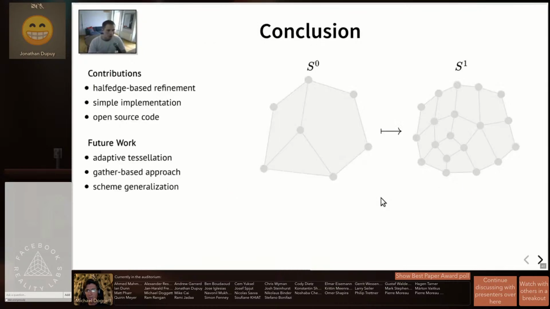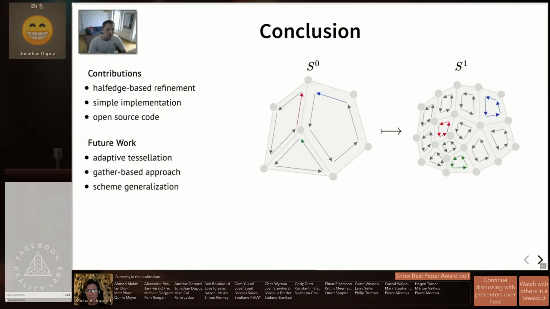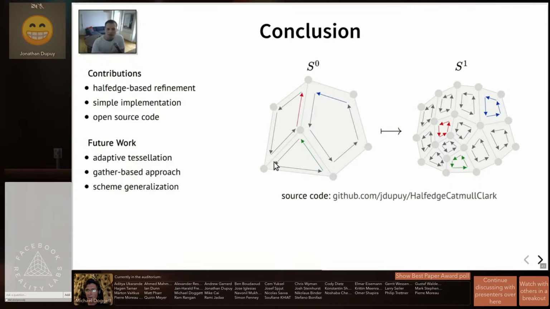So this concludes my talk. Hopefully you caught the main insight of our paper: we have these slight errors that multiply by exactly 4 throughout the refinement of Catmull-Clark. This is always true, even in the presence of non-quad faces. And the actual implementation is really simple, so it's available on my GitHub. It's really a few thousand lines of C code for the CPU implementation, and I think roughly 1,000 lines of GLSL code for the GLSL implementation.